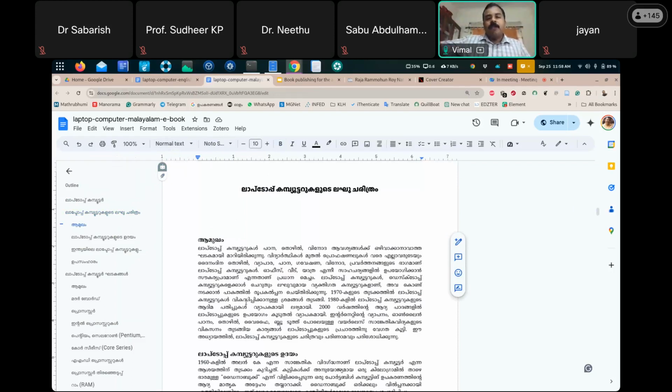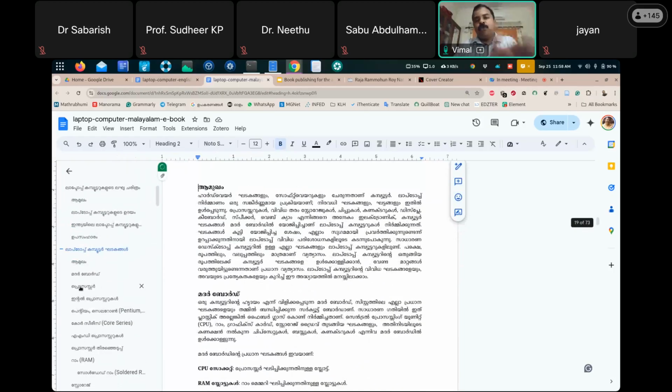This way we can prepare the manuscript. If we apply the styles heading 1, 2, 3, and a normal style, it will create an outline on the left side. We can easily jump from one place to another. This is necessary if you prepare the manuscript yourself.